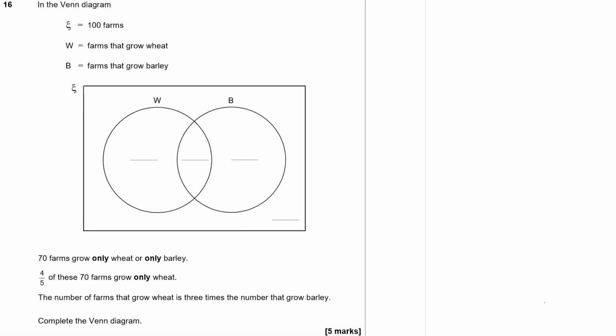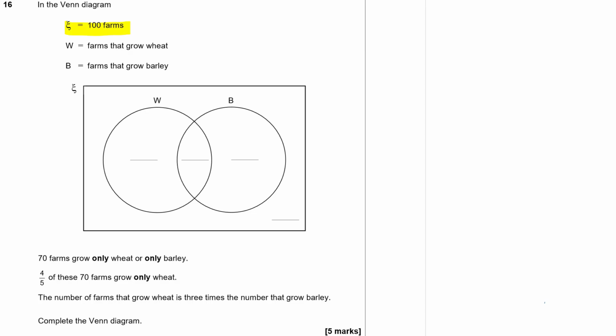In question 16, we're given various information which we need to include in a Venn diagram. The first bit of information we're given is that the universal set is made up of 100 farms. So altogether the numbers inside this Venn diagram need to add up to 100. W is the farms that grow wheat, B is the farms that grow barley, and we're told that 70 farms grow only wheat or only barley.